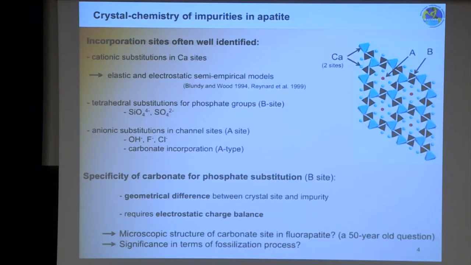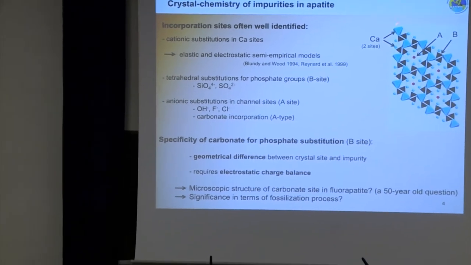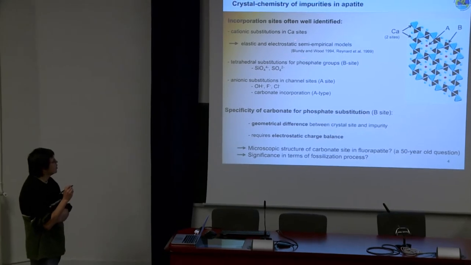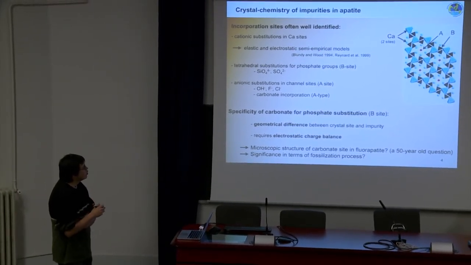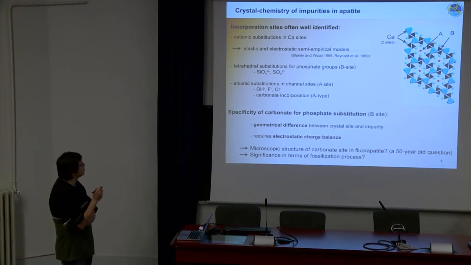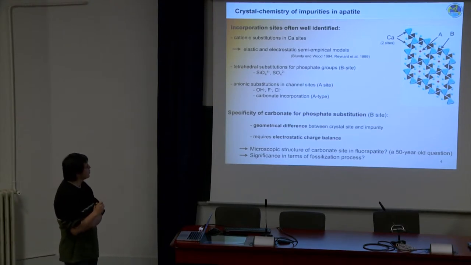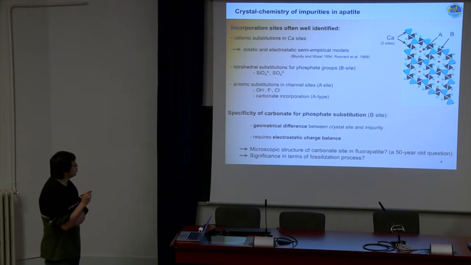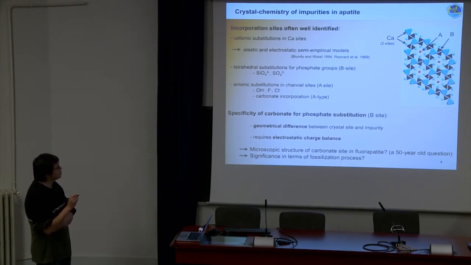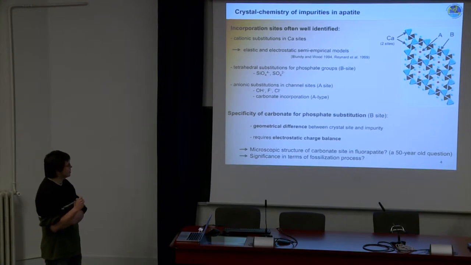Indeed, if we consider the crystal chemistry of impurities in apatite, the apatite structure displays various potential sites for substitution or modification. In most cases, the incorporation sites of impurities are well identified. For instance, cationic substitutions can affect the calcium sites, and in that case we have some semi-empirical models that can be used, for instance, to predict the partition coefficients of these impurities. Tetrahedral molecular groups can also substitute for phosphate groups at the B site here. And you can also observe various anionic substitutions in the channel sites, here the A sites.